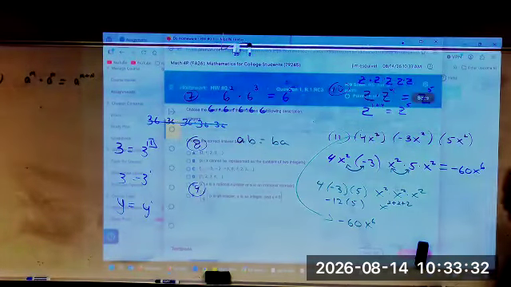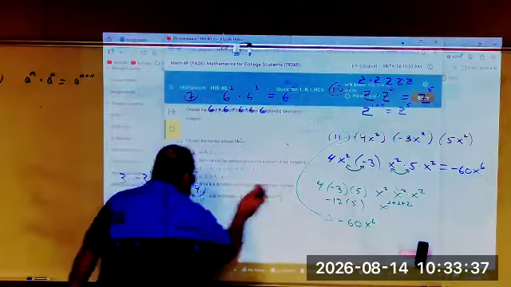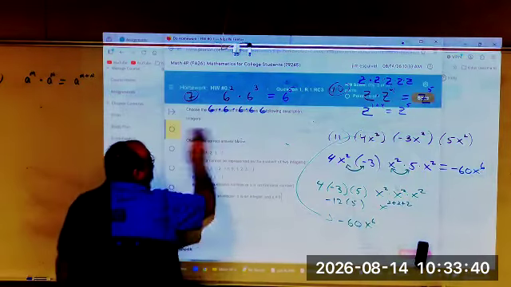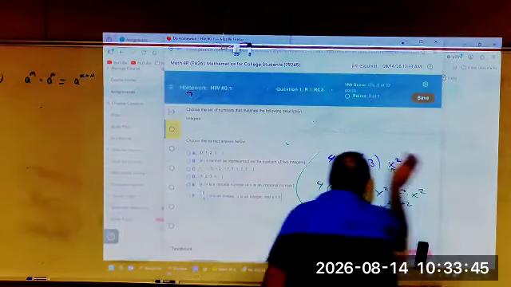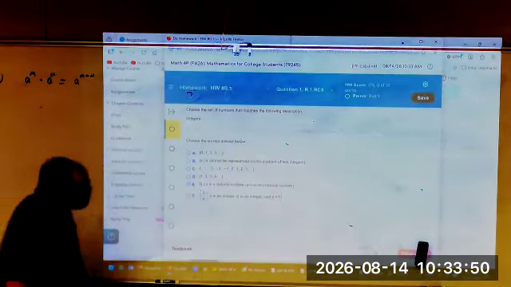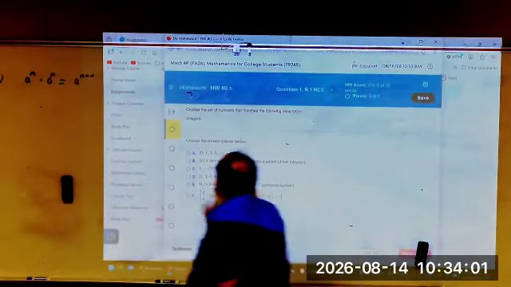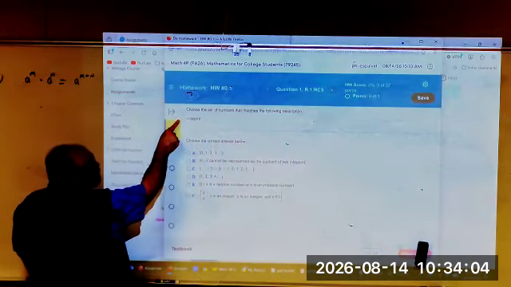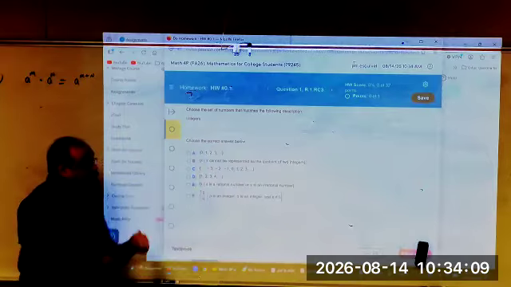Okay. So we're just going to look at the homework now. And again, the Pearson homework is review, so we're going to walk through these review questions. This question is asking us to choose the set of numbers that matches the following description. The description is: choose the set of numbers that are integers only.